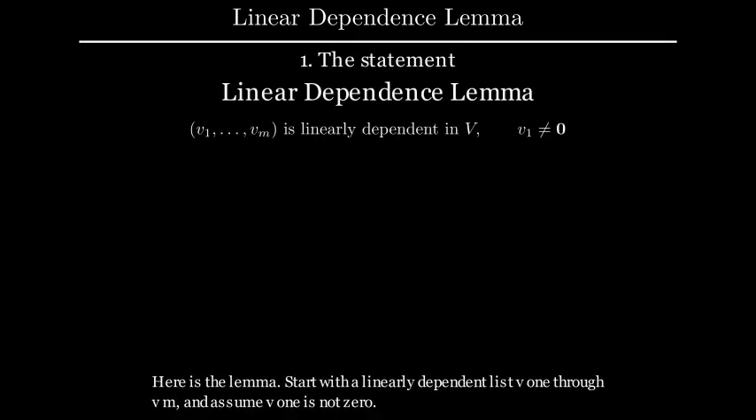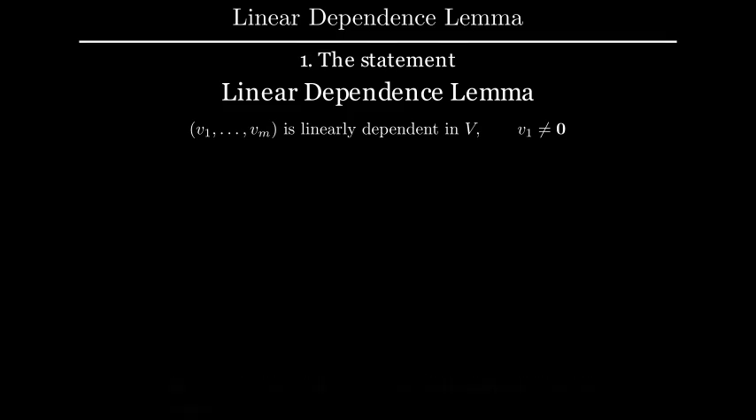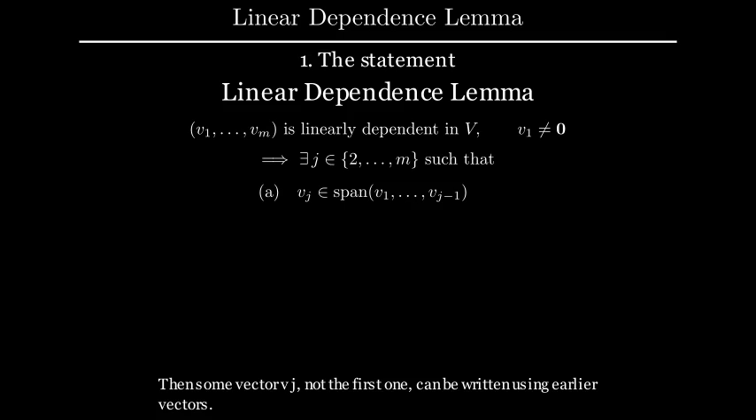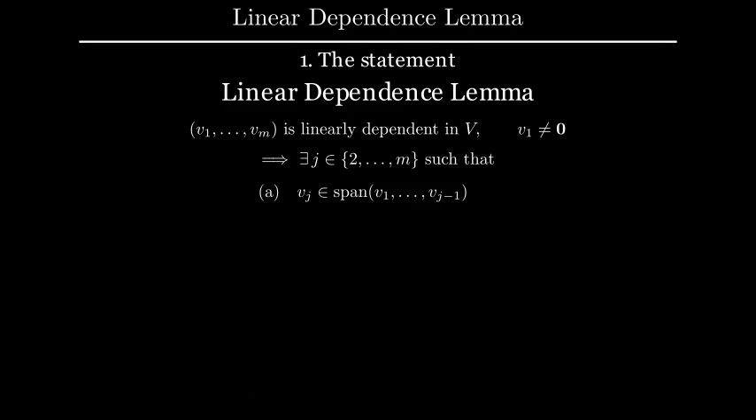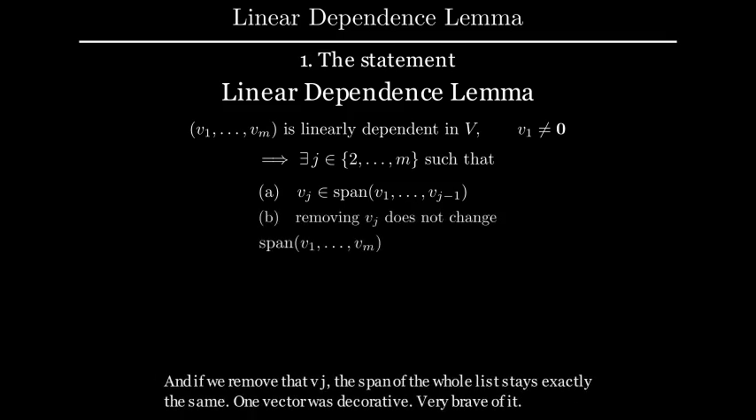Start with a linearly dependent list v1 through vm, and assume v1 is not 0. Then some vector vj, not the first one, can be written using earlier vectors. And if we remove that vj, the span of the whole list stays exactly the same. One vector was decorative. Very brave of it.